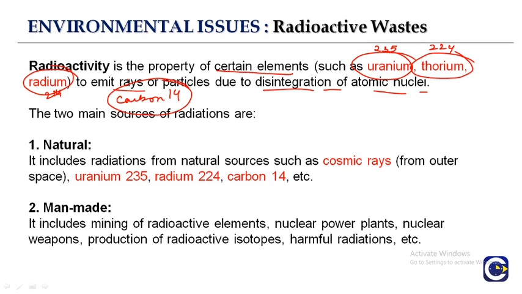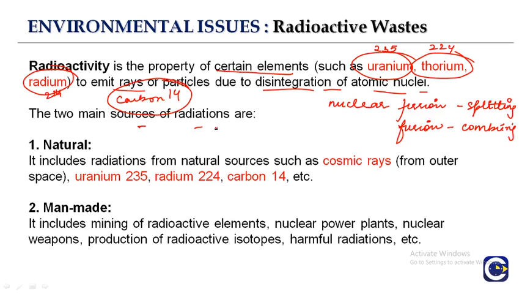The energy of the atomic nucleus is the nuclear energy, and the splitting of the atomic nuclei is nuclear fission. Fission means splitting, and nuclear fusion means combining. There are two main sources of radiation: one is natural and one is man-made.